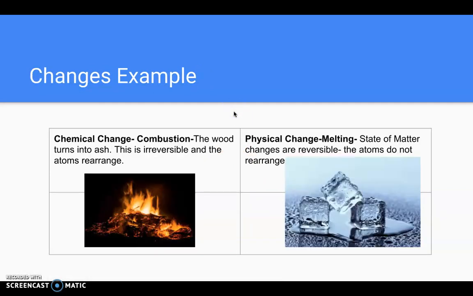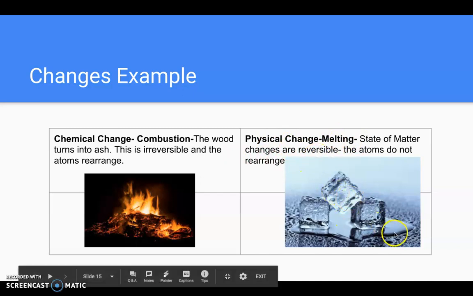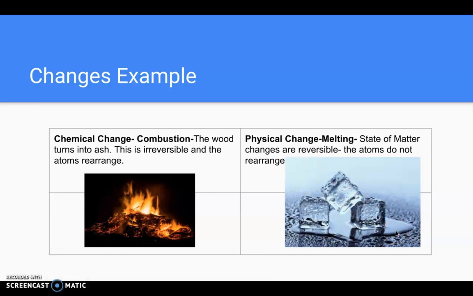Same thing goes for changes. So chemical change, my example that I've used is combustion, which is essentially the ability to burn. And the burning that's taking place, the change, is the process of combustion. The wood turns into ash. This is irreversible, and the atoms rearrange from how they started before the burning took place. Physical change, melting, a state of matter change, these are reversible. In this example of water melting, ice cubes melting into liquid water, the atoms are not rearranging, they are staying the same.